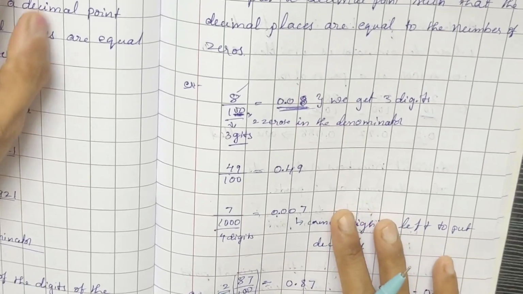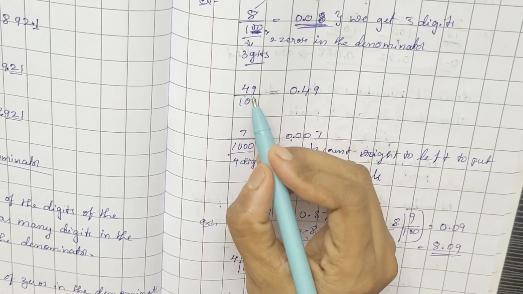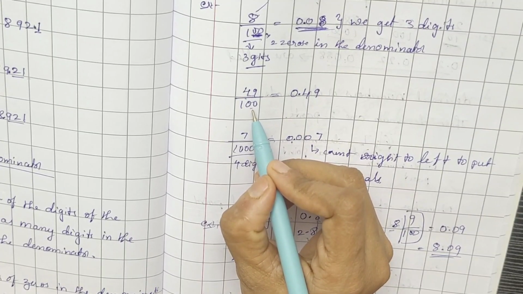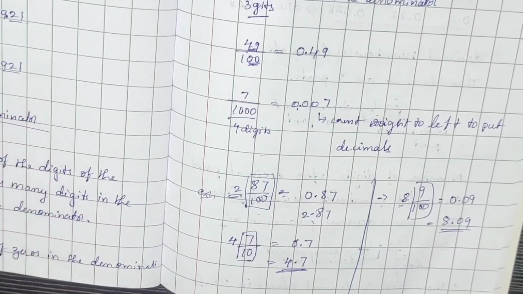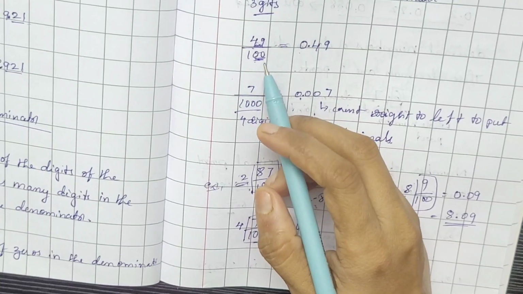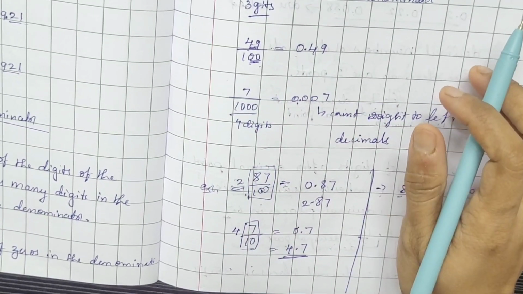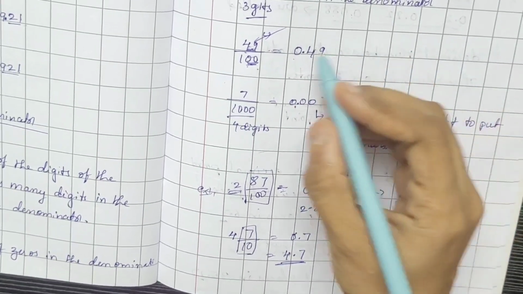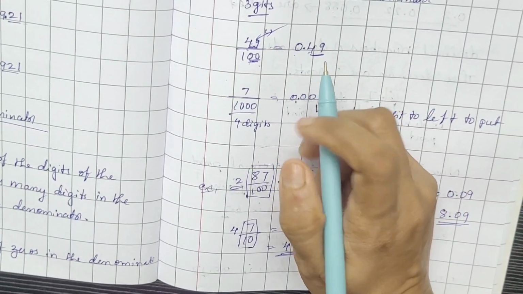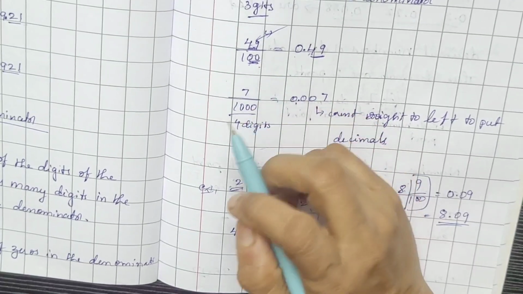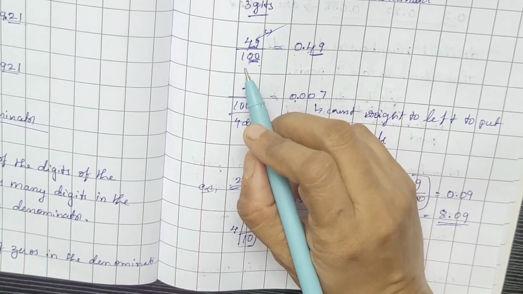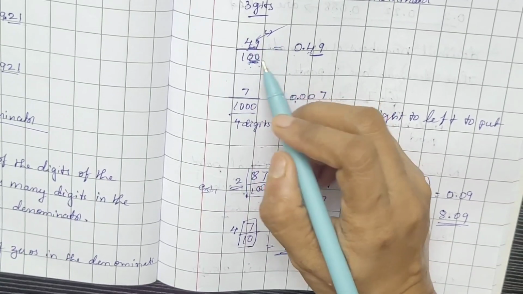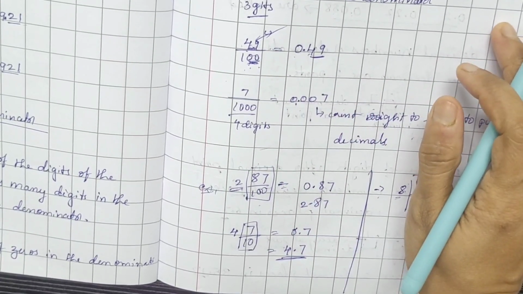Next, 49 by 100. Here 2 digits are there. Here 2 zeros are there, but we can't put 2 zeros because the numerator has 2 digits, right? We have to write the numerator first, then only we write the denominator's places. One zero's place has gone to this, so we have to put only 1 zero.